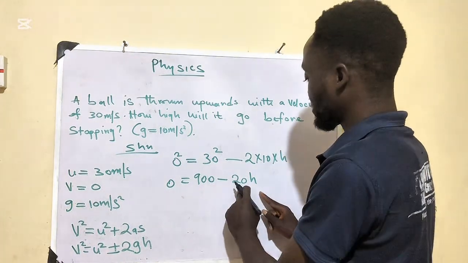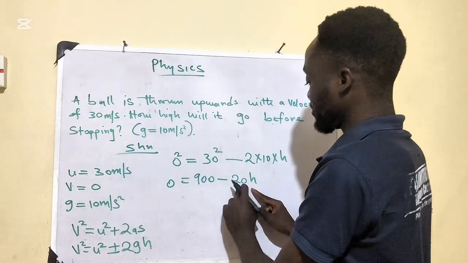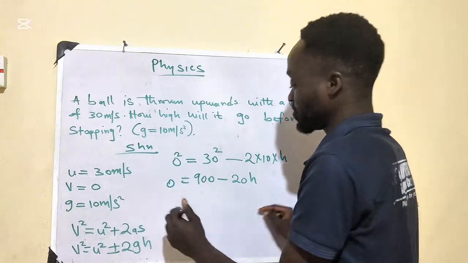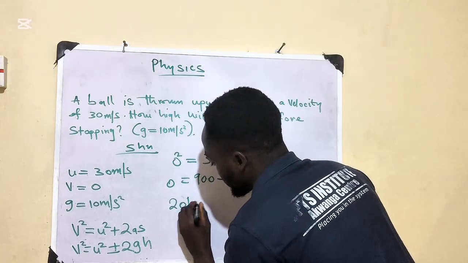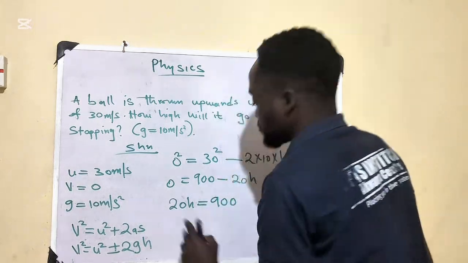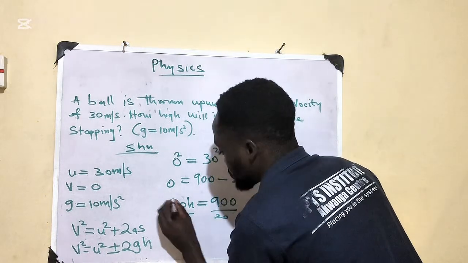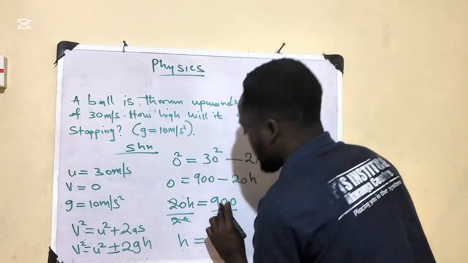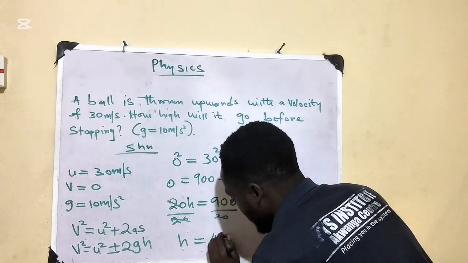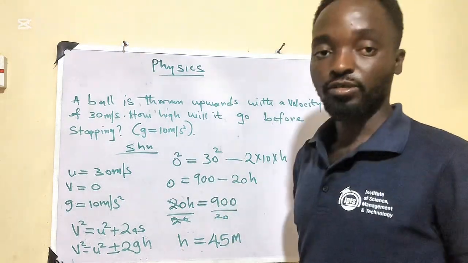So the next thing we are going to do is to carry this 20h to the other side of the equation. We want to make h the subject of the formula. By the time we carry 20h to this side, it's going to be plus, because here it was negative. By the time it crosses the equal to sign and comes here, it's going to be plus 20h. Also, we now have 900 left here. So if you want to make h the subject of the formula, we divide both sides by 20. So 20 cancels 20, and our h is 900 divided by 20. 900 divided by 20 is going to be 45. And the unit of height is meters. So this is the height that the ball will go before it will fall down.